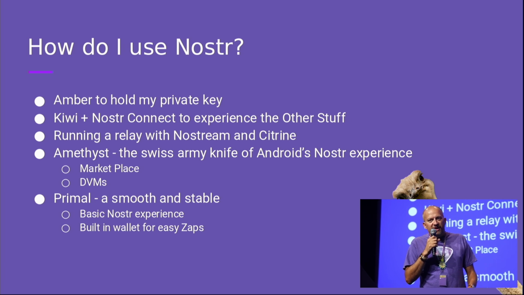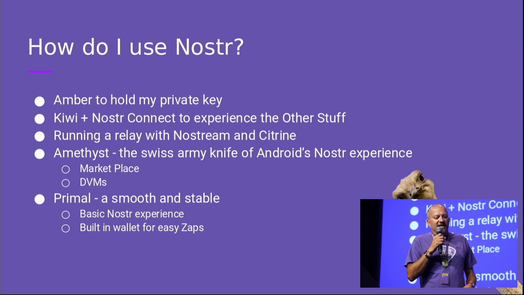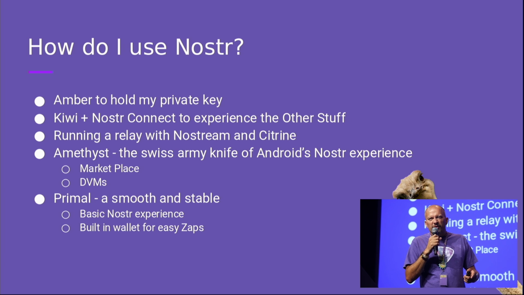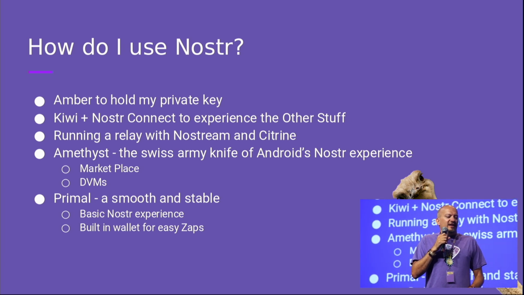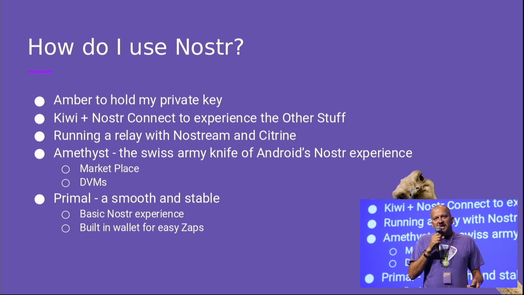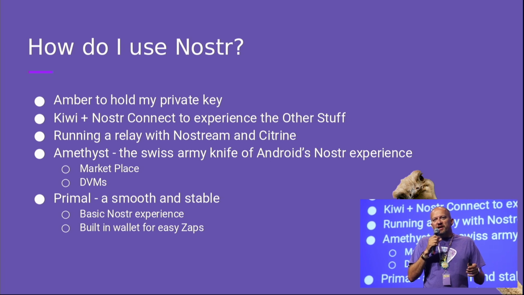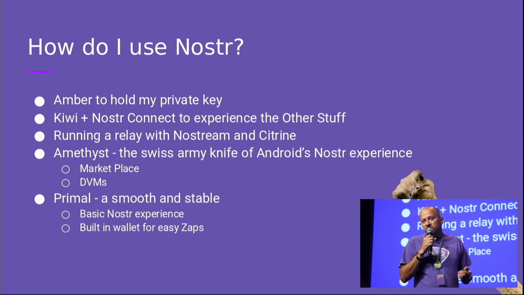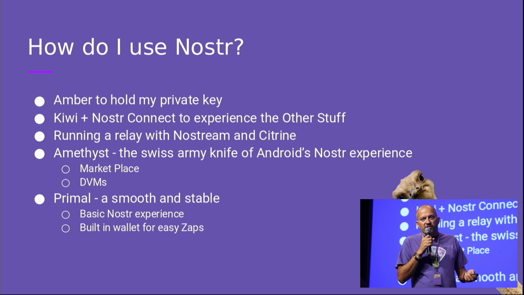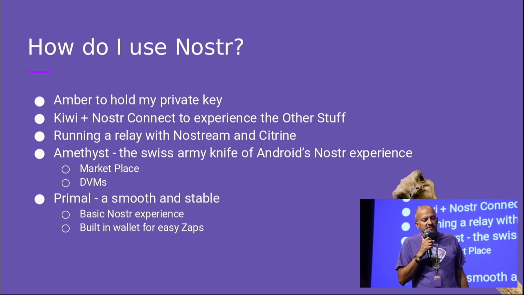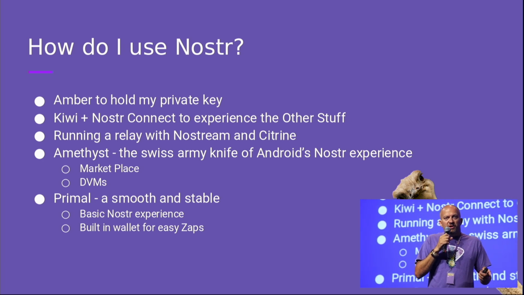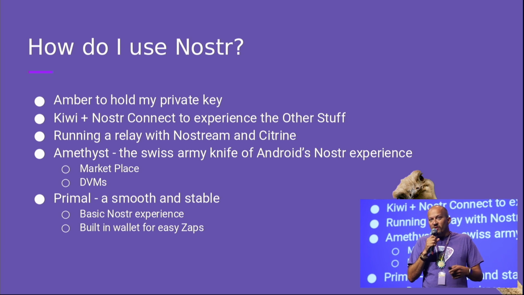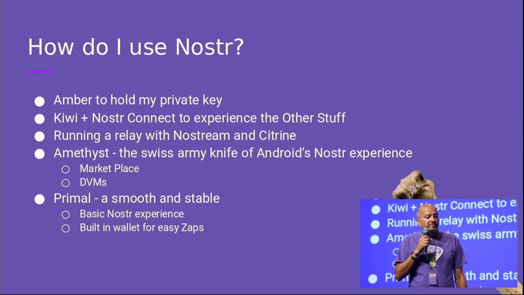It has a marketplace, which is going to be a talk about that. It has DVMs, which are these algorithm things. There's going to be a talk about that. But because Amethyst has all of these different Swiss Army knife tools, sometimes performance leaves a little bit to be desired. So I also use another application. I use Primal. Primal is a great, smooth, simple Nostr experience. But it's missing all the bells and whistles that Amethyst has. So I use both. I use both every single day.